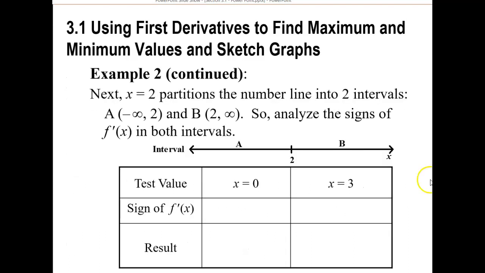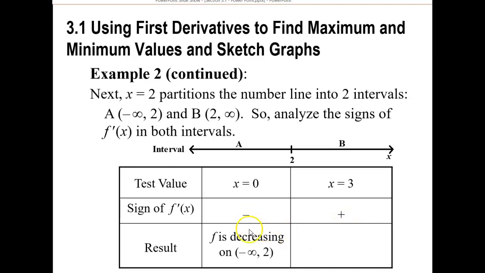All right, next our one critical value means our number line, our interval, gets split into 2 pieces. So negative infinity up to 2 is our first one, and then 2 to infinity is the second one. So we're going to look at the sign of f prime in both of those spaces. They picked 0, and then they picked a number over in this space, 3. So when you plug 0 into the derivative function, we get a negative number. And if you plug in 3 into the derivative, you get a positive number.